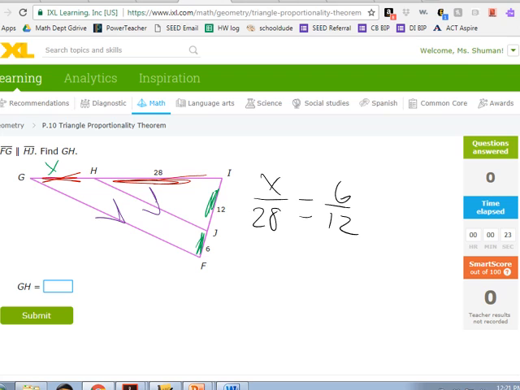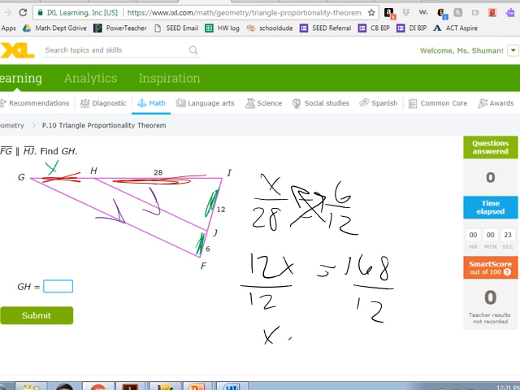Now you can probably see where this is going, but we're going to do the cross multiplication because you never know. We're going to cross multiply this guy. So 12x equals whatever 28 times 6 is. 28 times 6 on my calculator is 168. To get x by itself, I've got to divide by 12. So 168 divided by 12 is going to be 14. So x equals 14. And since we let x equal GH, GH is 14.